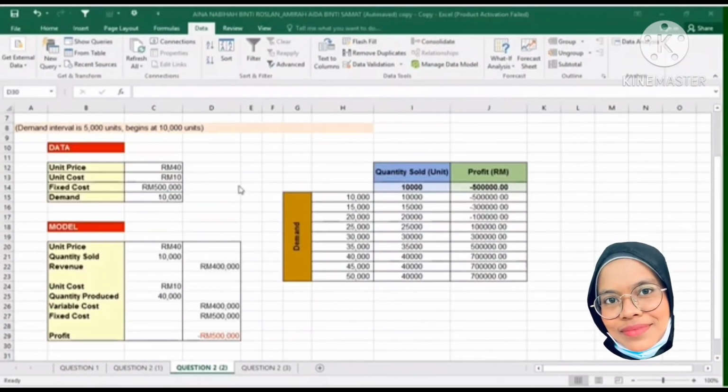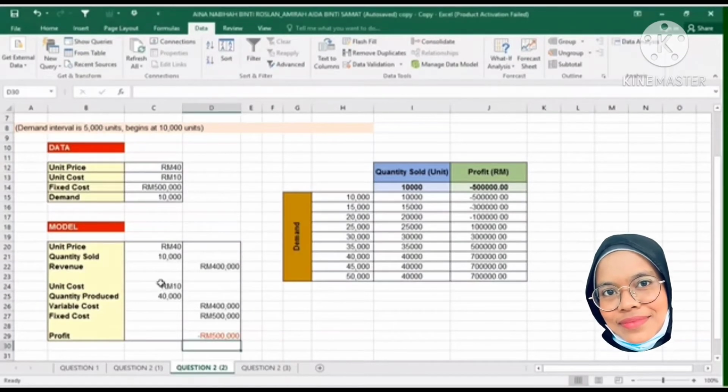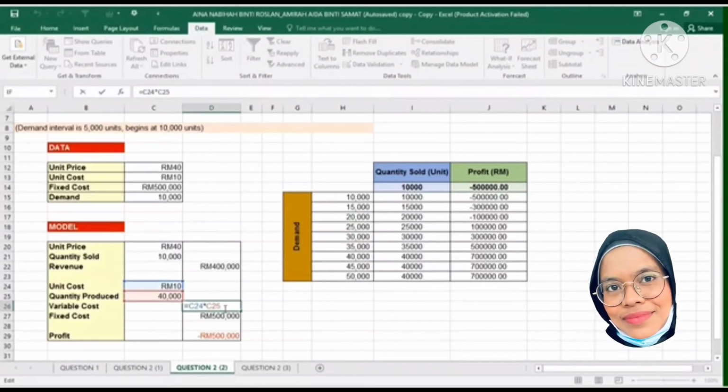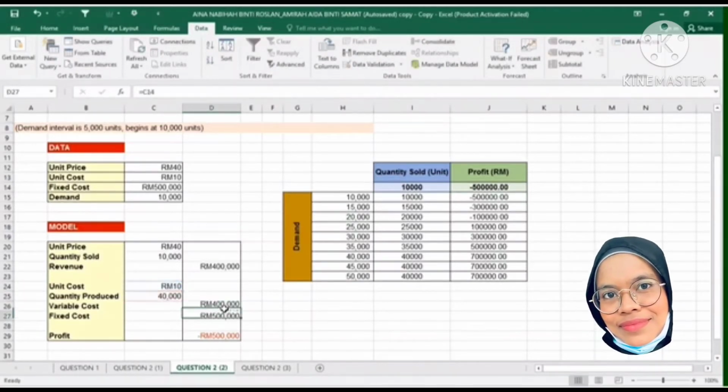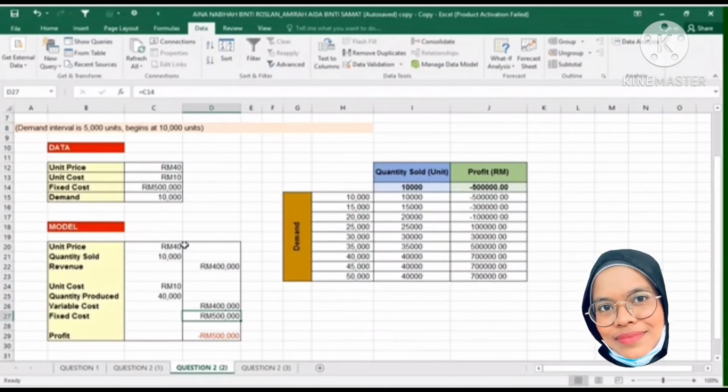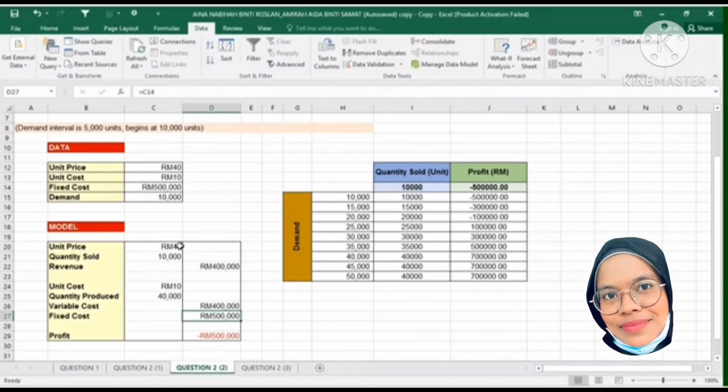First, we need to know the cost of the product. Unit cost is 10 ringgit, quantity produced is 40,000, so the variable cost is unit cost times quantity produced. You click enter, then you get the answer. Fixed cost is 500,000. Selling price is 40 ringgit per unit.